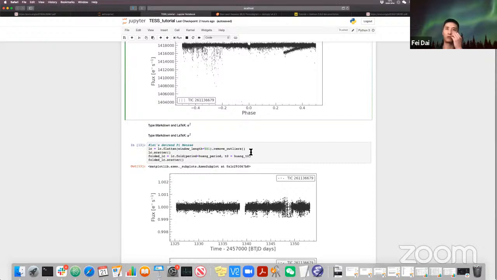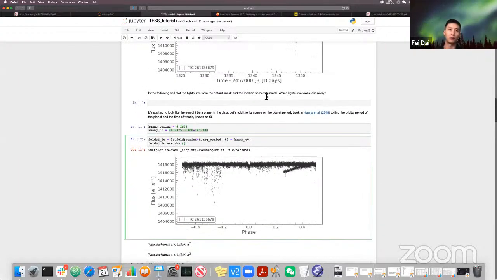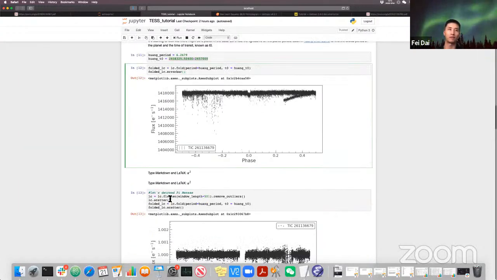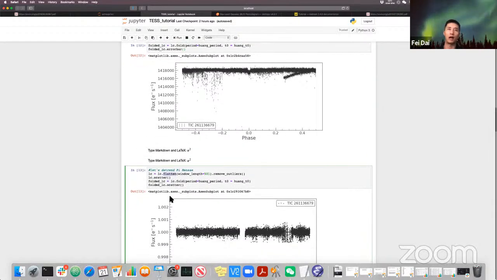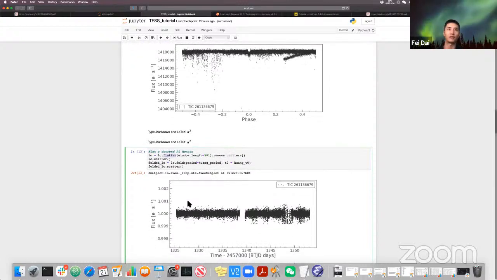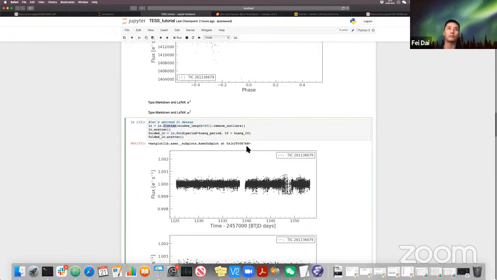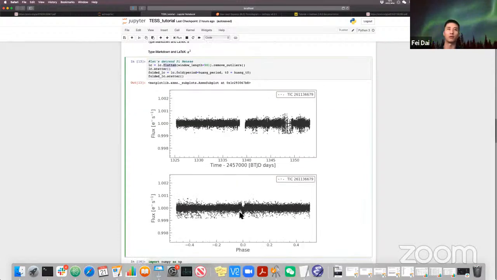Before we move on to modeling, one extra step we have to do is try to remove these long-term systematic effects or stellar variability as much as possible. In lightkurve, there's something called lc.flatten. This tries to remove the longer-term variability in the light curve. And you can see this light curve is much cleaner compared to this one. If we do the phase folding, the planet signal is more obvious near phase 0.